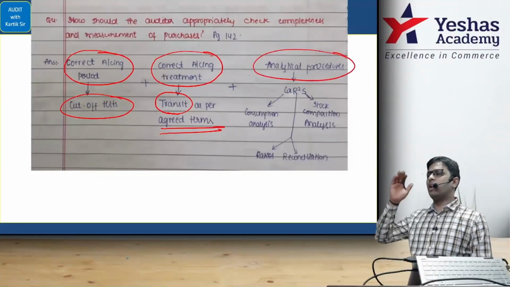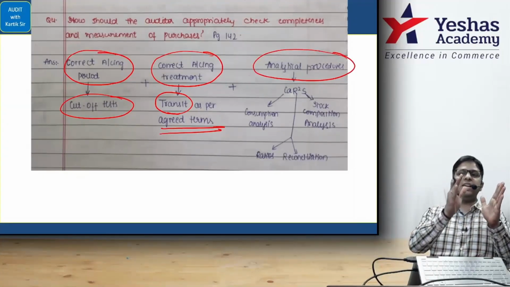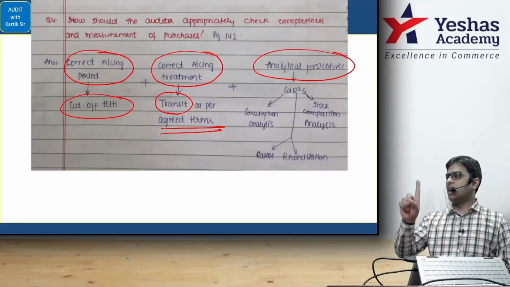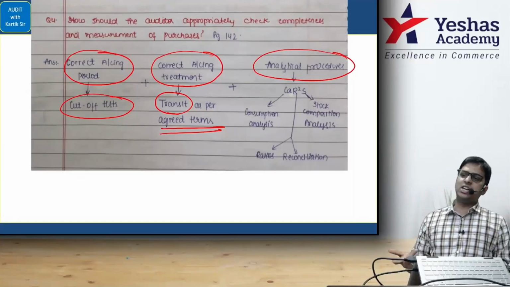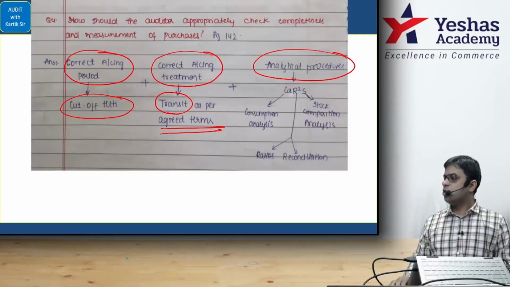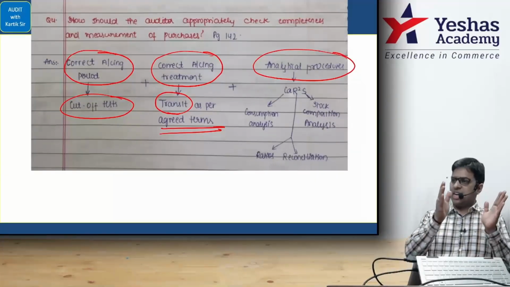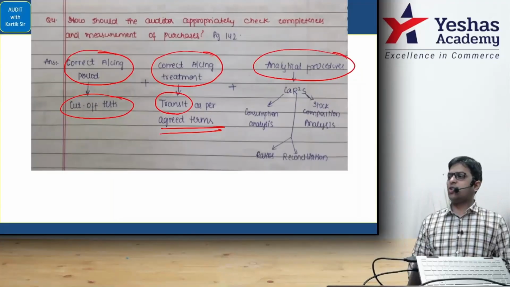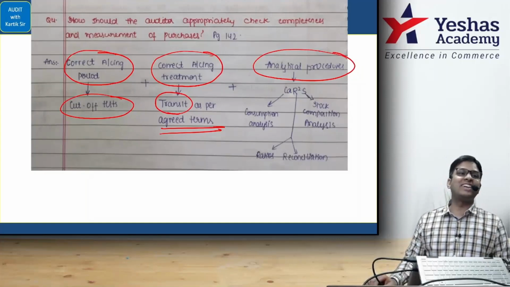Very simple. The auditor will apply logical thinking. Tell me what is better. If you are using 10 kg of raw material to produce 1 kg of finished goods, next year you started using only 8 kg of raw material to produce 1 kg of finished goods. Good thing or bad thing?